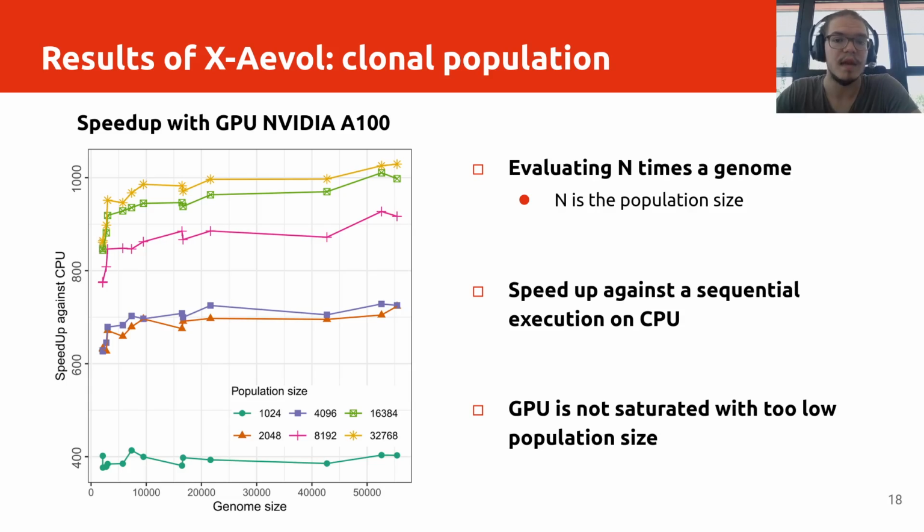The fact that using less individuals lowers the speedup suggests that the GPU is not saturated enough and that the memory loadings are not completely overlapped by arithmetic computations. Indeed, this program is mostly memory bounded. Nonetheless, X-Aevol still yield high speedup with more usual population size of 1024.